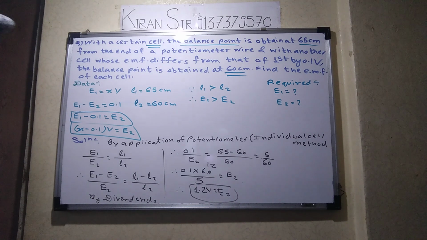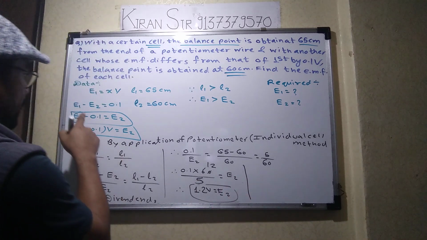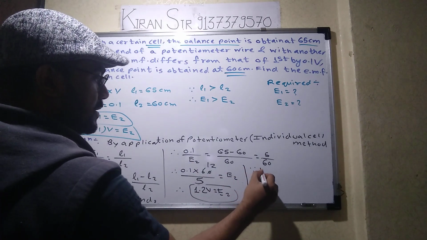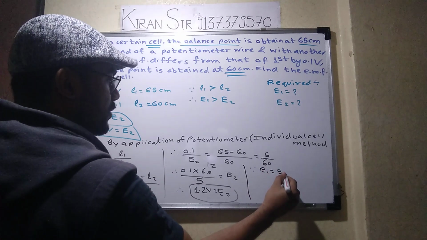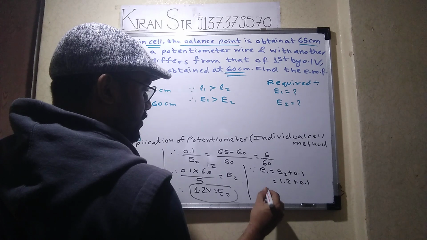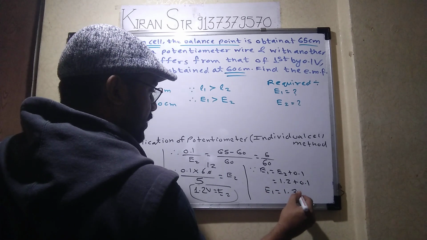Okay. Now we will put E2 over here, so I will get E1. So what is E1, students? Since E1 is E2 plus 0.1, E2 is 1.2 plus 0.1, which is how much? 1.3 volt.